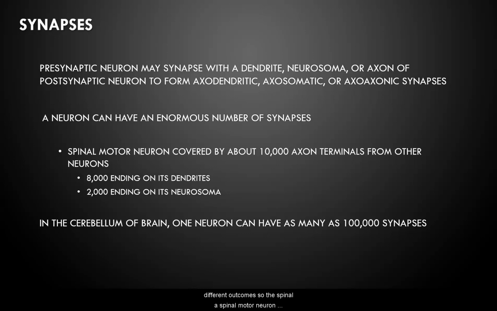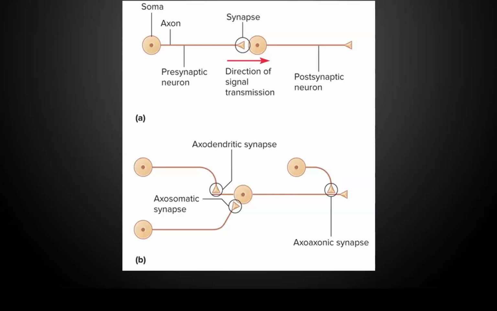So a spinal motor neuron is covered by about 10,000 axon terminals from other neurons, 8,000 ending on the dendrites, and about 2,000 ending on the neurosoma. In the cerebellum of the brain, one neuron could have as many as 100,000 synapses.